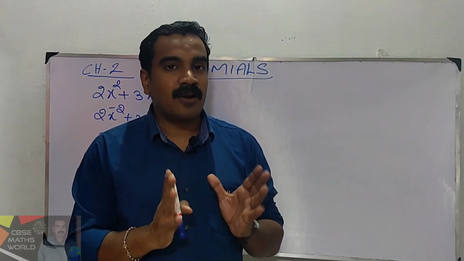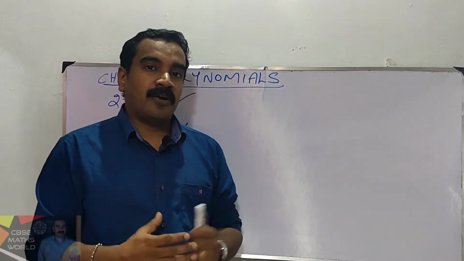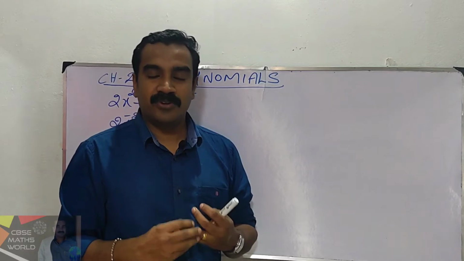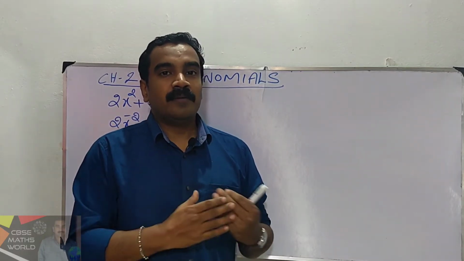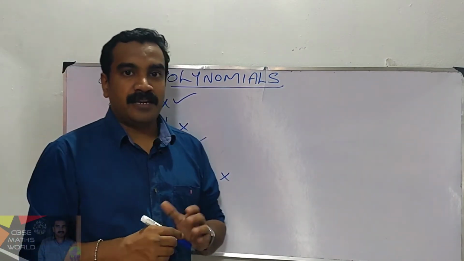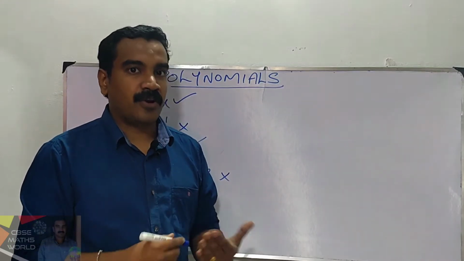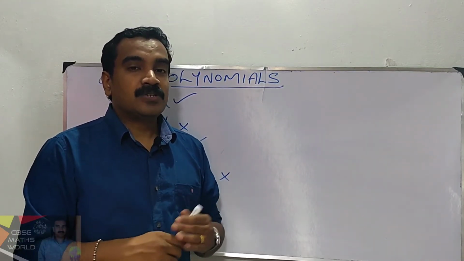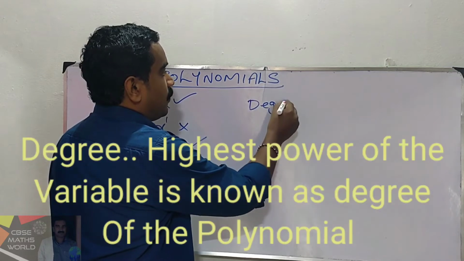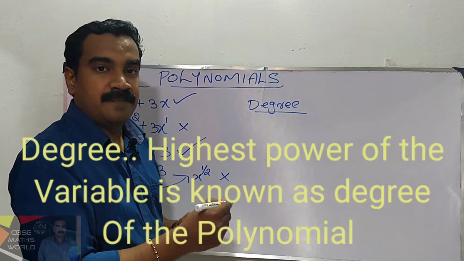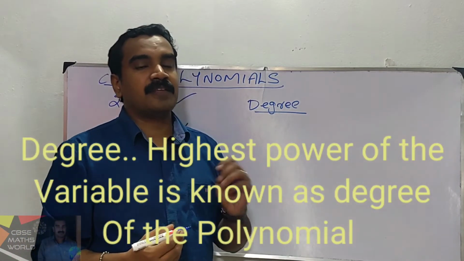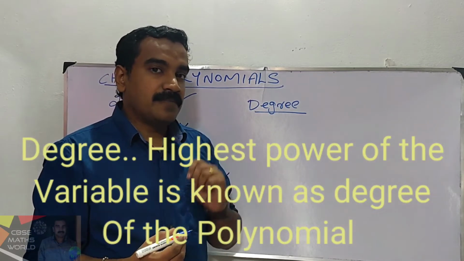But if it is a polynomial, we can categorize it according to its degree. Last year we categorized the polynomial according to the number of terms. If only one term, monomial; if two terms, binomial; if three terms, trinomial. But this year we are categorizing the polynomial according to its degree. If the degree of the polynomial is 1, it is known as linear. If the degree is 2, it is known as quadratic. If the degree is 3, it is known as cubic. So what is the degree of the polynomial? The highest power of the variable in that polynomial is known as the degree.